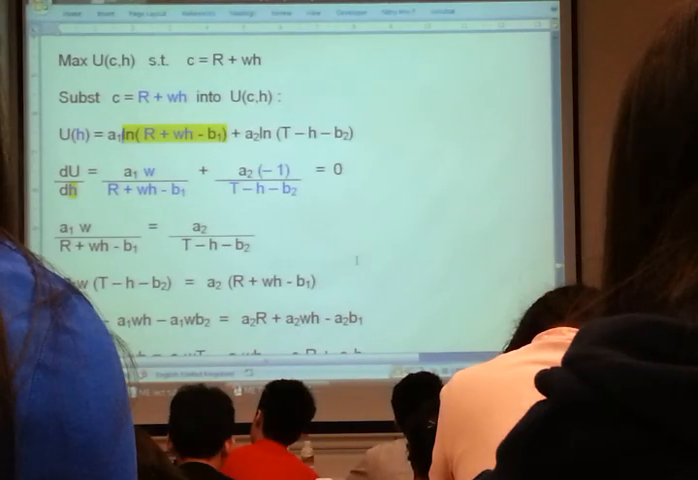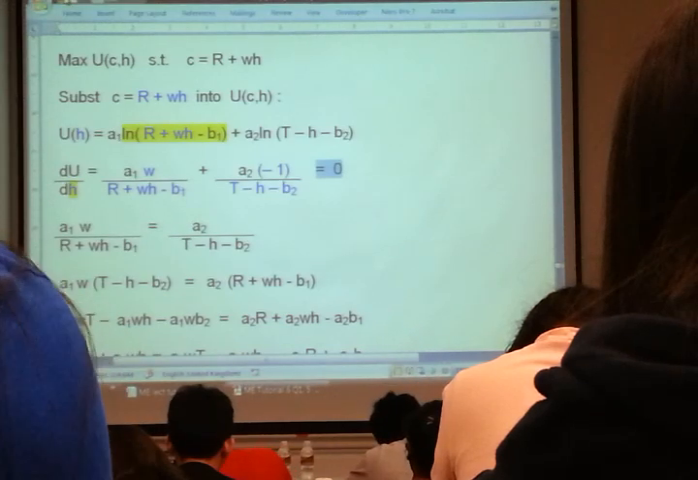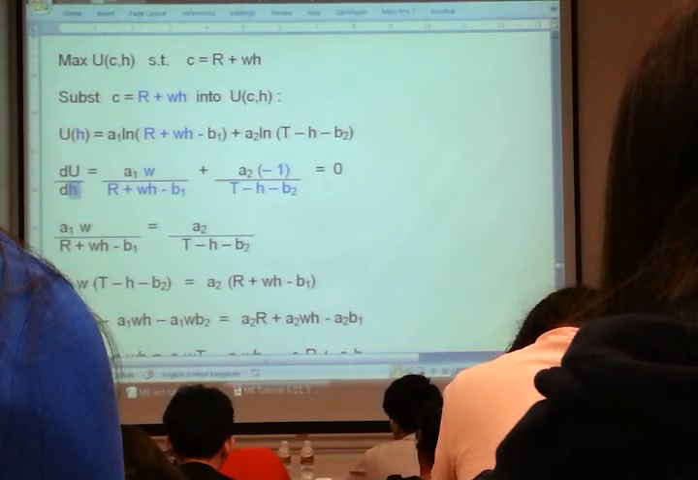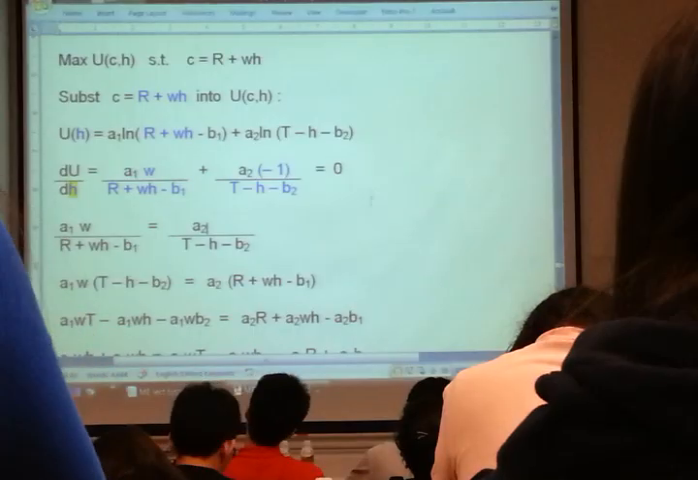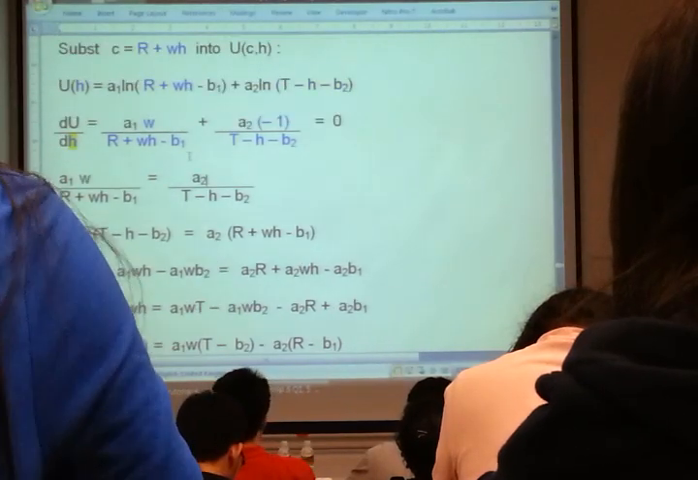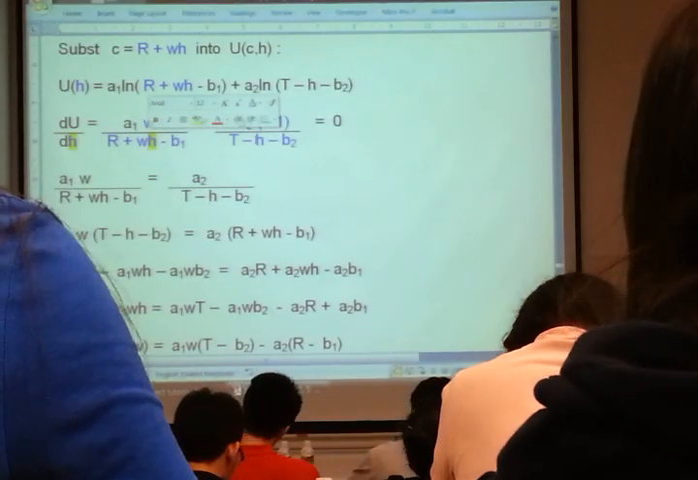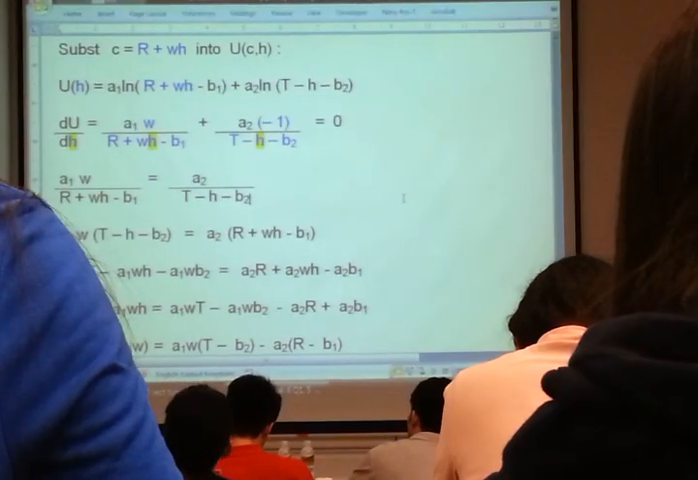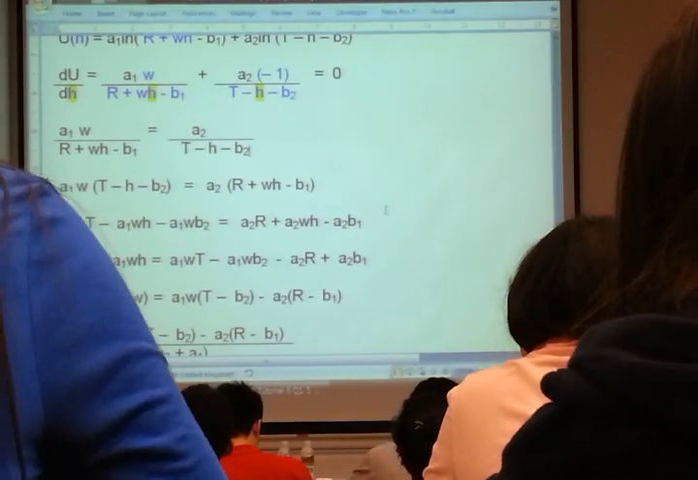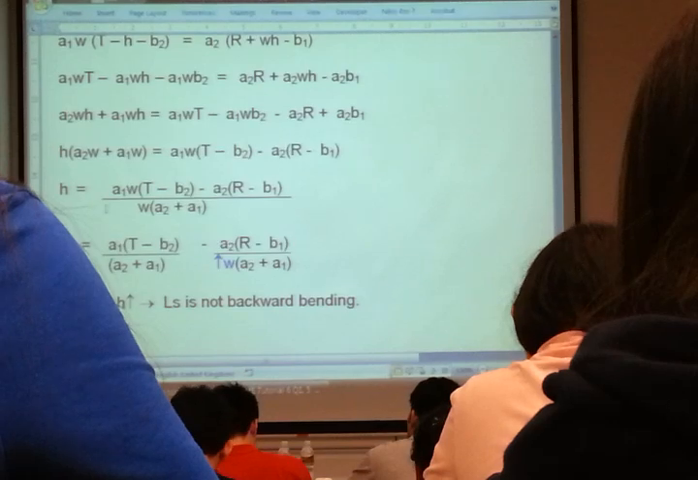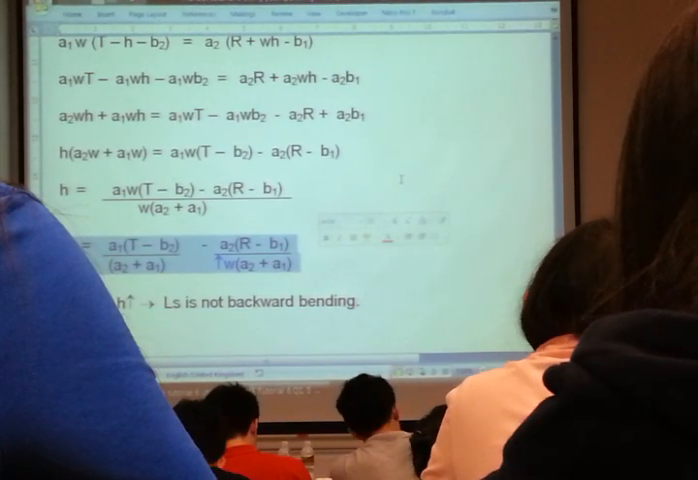Now to maximize utility, you then set it equal to 0 in H, and now solve for H. How to solve for H? First, there's one H here, and there's one H here. How to solve for H? Okay, so left, right, left, right. Because I already solved it for you, so it's all left, right.